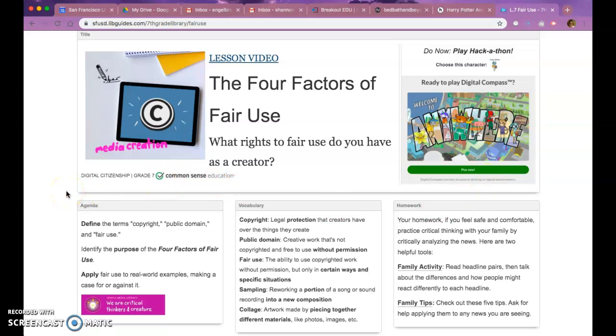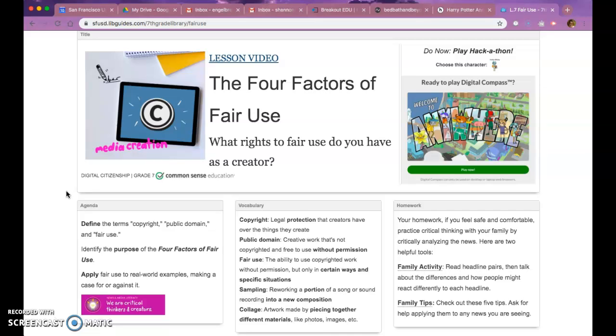The agenda for today's lesson is to learn the terms. What exactly do we mean by copyright, public domain, and fair use? And to identify the purpose of the 4 factors of fair use. Why do you need this legal protection? And practice applying fair use to a real-world example or two.